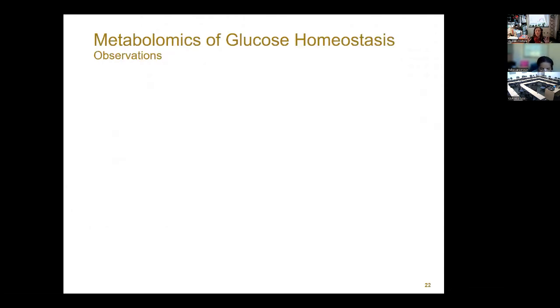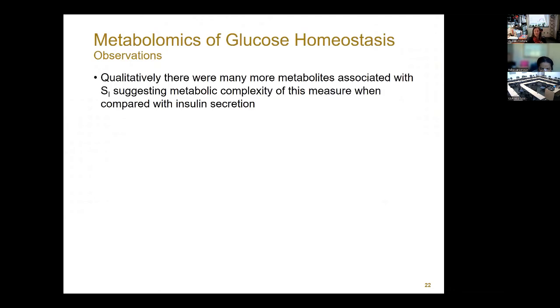So coming up, what exactly did we take from this study moving forward? These are some of our observations. We really think that insulin resistance is metabolically complex, and that the complexity actually increases for measures of insulin resistance compared to those for insulin secretion. There were very few metabolites that were associated with insulin secretion as compared to either SI or HOMA-IR.